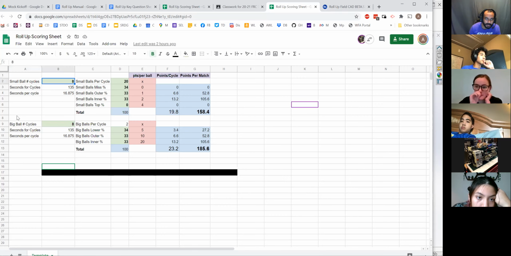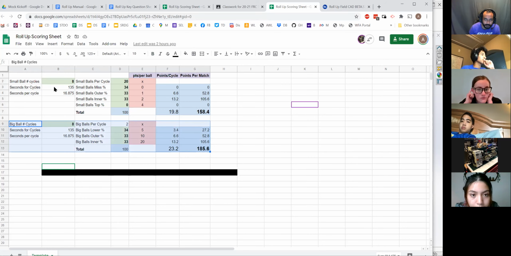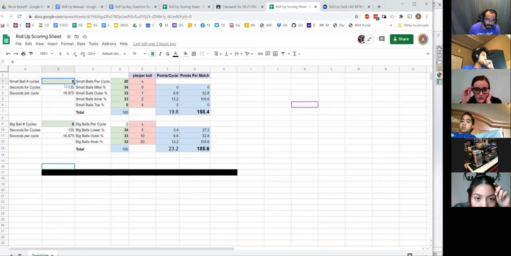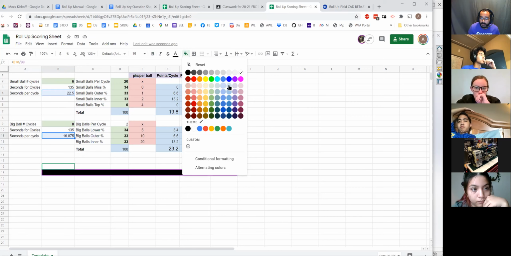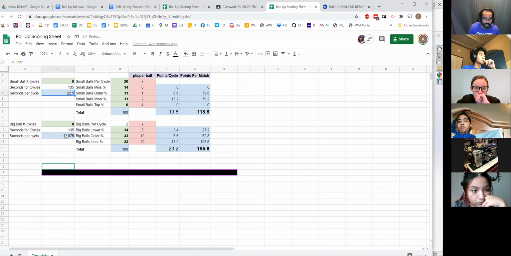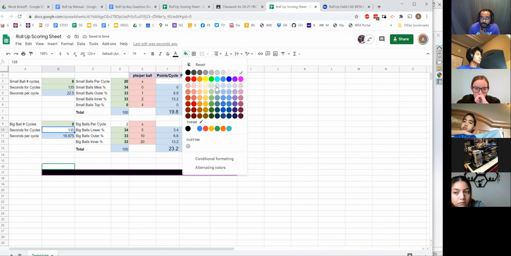So basically you have small balls up top, big balls below, and you say how many cycles you think they're doing per match. You can set whatever cycle number you want. Say we switch it, we're only doing 6 small ball cycles because we think small balls are harder to get. Oh, these should be blue. These cells below it tell you how much time per cycle you have if you give it how many seconds you want to cycle. So this should be green, because you could change this, right?